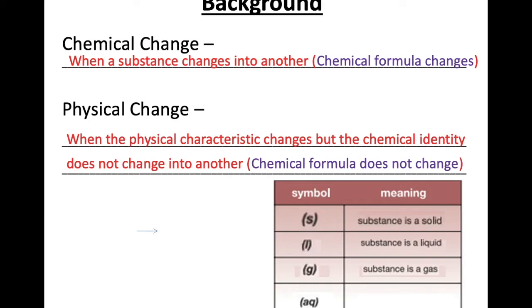There are also a few types of physical states that you can go through. You have solids, liquids, and gases, which we're all very familiar with. But there's one more called an aqueous substance. The symbol is AQ, and that just means that it's a substance that's dissolved in water.